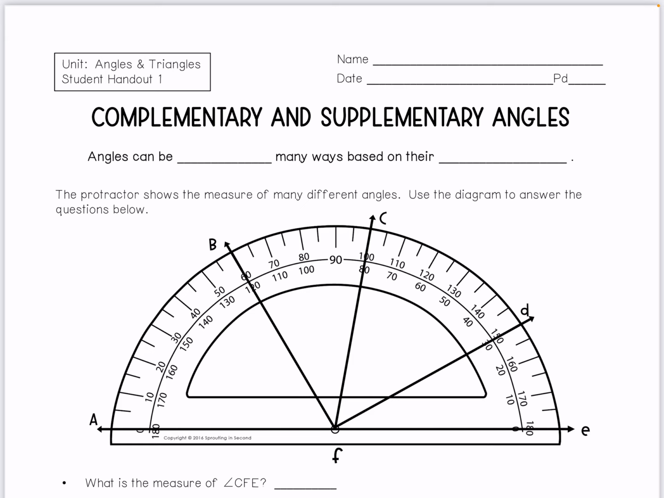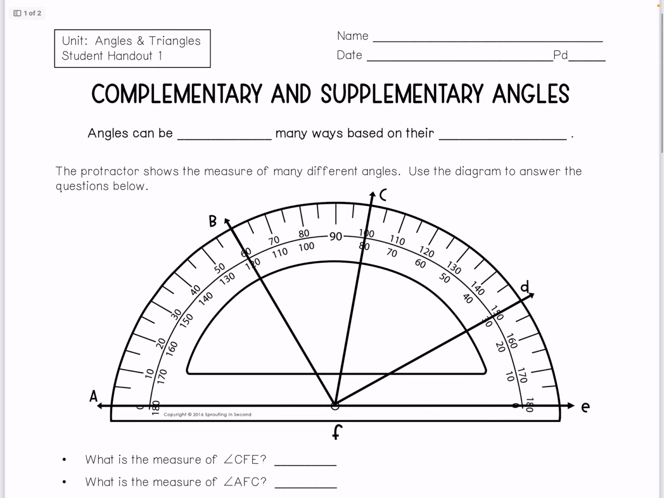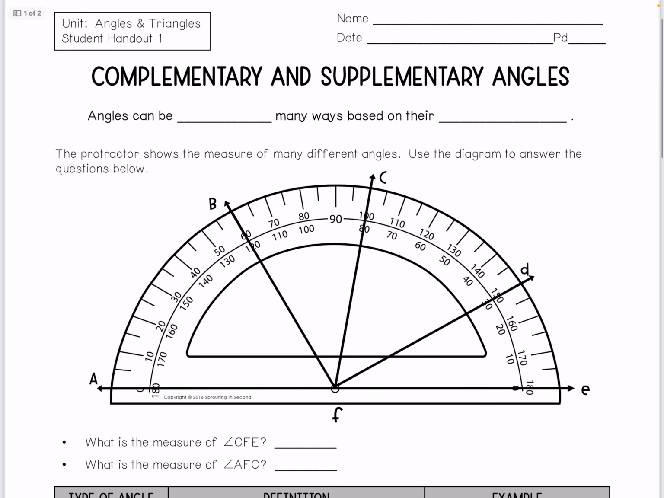New unit, angles and triangles. All right, student handout number 1. Today we're going to talk about complementary and supplementary angles, and you do have to kind of remember those. Geometry, you just got to kind of remember some stuff, and these are two of the things you got to remember.